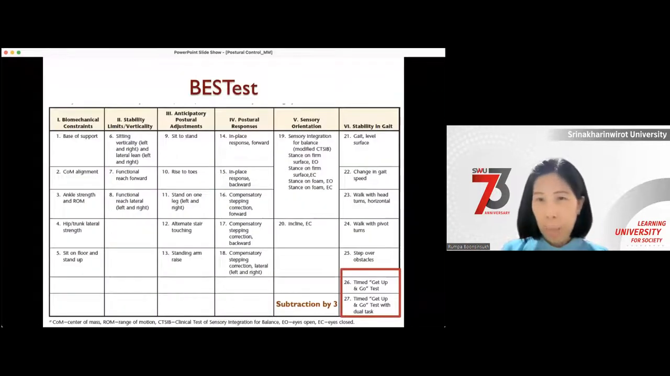In the BESTest, there is also the Timed Up and Go test, and also Timed Up and Go with dual task. The dual task is the cognitive dual task that asks the patient to subtract numbers by three. When we use this with patients with stroke, we have some problems because the patient cannot do number subtraction. So we try to find a cognitive task that disturbs performance in dual tasks in the same way as number subtraction.